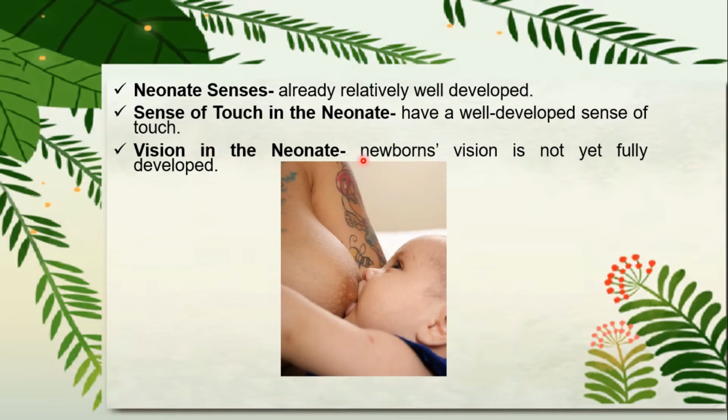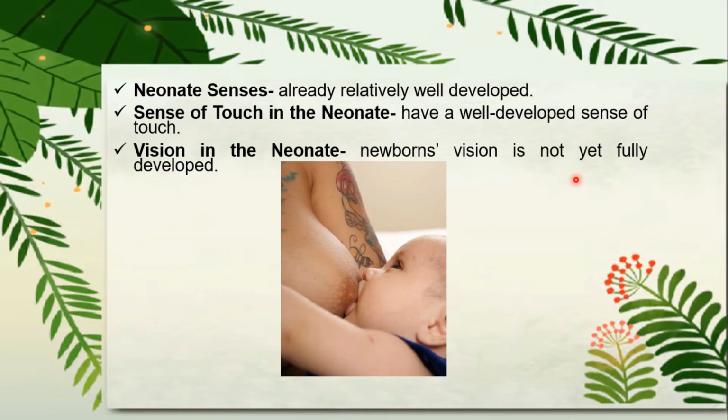Now the vision in the neonate. A newborn's vision is not yet fully developed. Both the retinas and the part of the brain involved in vision are still immature. Most newborns are only able to focus on objects that are directly in front of their face and about 46 centimeters away. However, this is sufficient for the infant to see the mother's face as well as the areola and nipple.